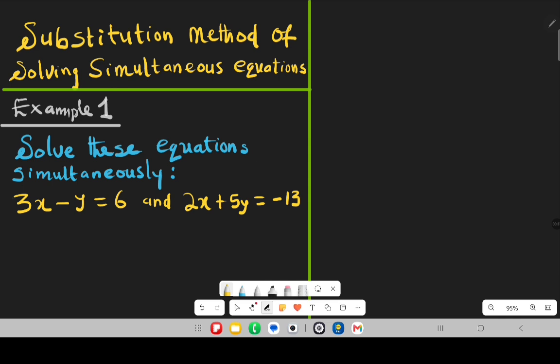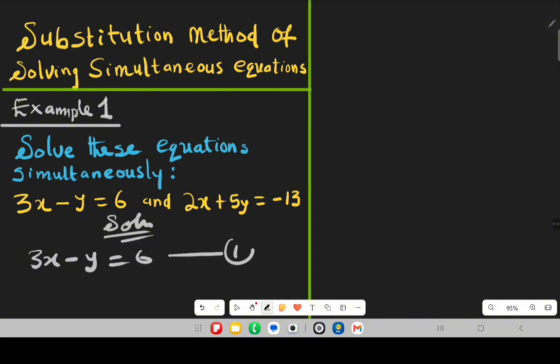What we do, we write out the equation. Then we write the first equation, which is 3x minus y equals 6. We call this equation 1. Whenever we circle a number, it means equation. Then we have 2x plus 5y equals minus 13, equation 2. Now, we are using substitution method.